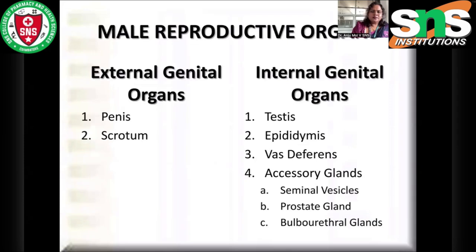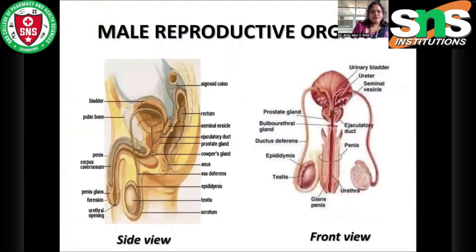The male reproductive system can be divided into two parts. First one is external genital organs, then internal genital organs. In external genital organs, there are two organs, penis and scrotum, whereas in case of internal genital organs, testis, epididymis, vas deferens. Accessory glands are seminal vesicle, prostate gland, bulbourethral glands. See here, you can see the side view as well as the front view of the male reproductive system.